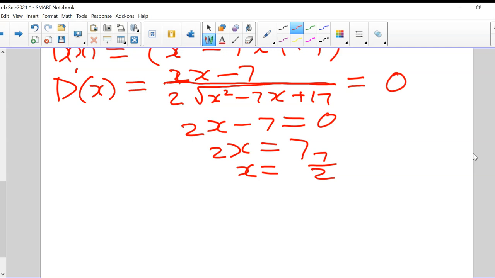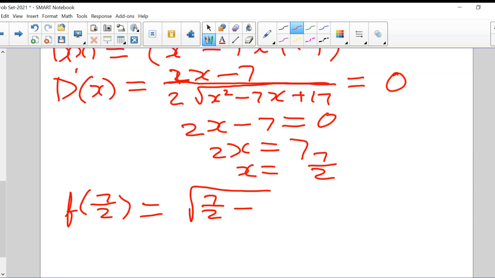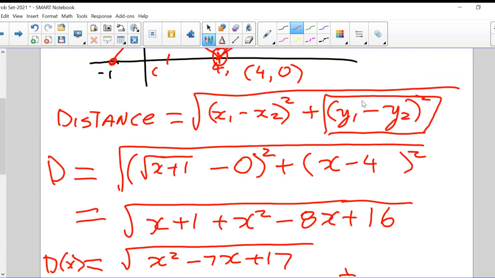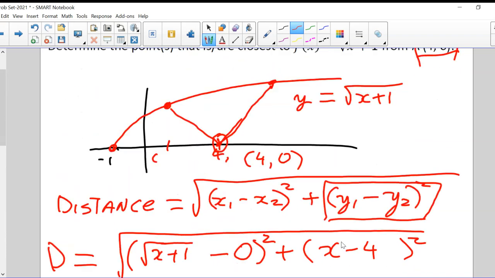It's f of 7 over 2, the original function, not the derivative, but the original function. So we're going to be talking about the square root of 7 over 2. Is it plus 1, minus 1? Plus 1.